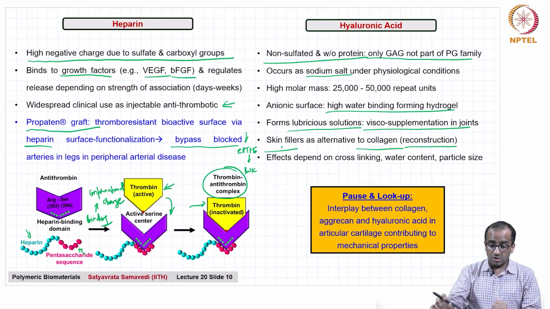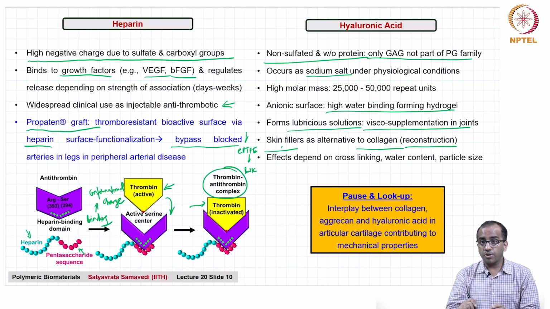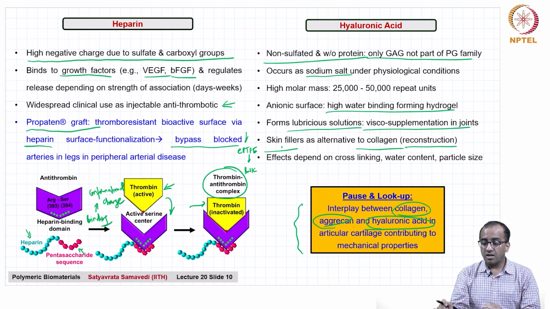In closing, what I would like you to do is pause and look up this very important idea that integrates all the concepts we have seen so far under natural polymers, and that is the role of collagen, aggrecan and hyaluronic acid, all three of them. Collagen is a protein, aggrecan is a proteoglycan, hyaluronic acid is a glycosaminoglycan. Three very different classes of biomolecules or biopolymers. They have very distinct functionalities in the articular cartilage.